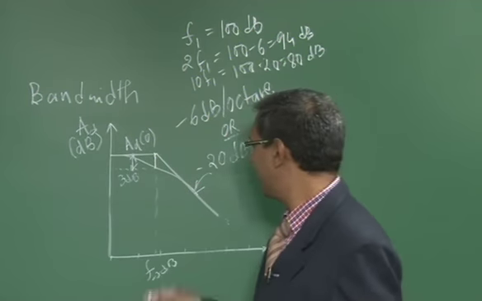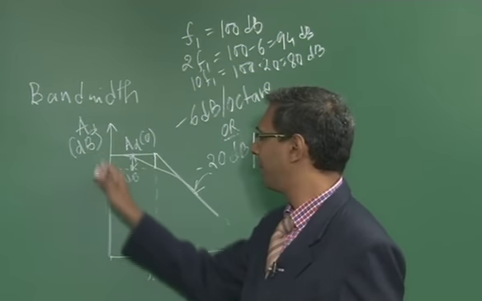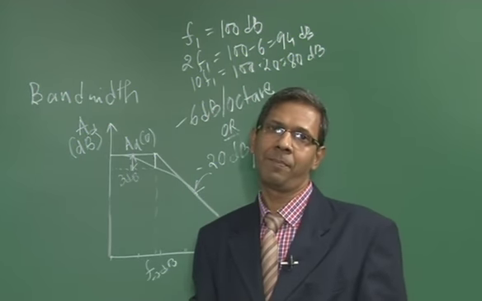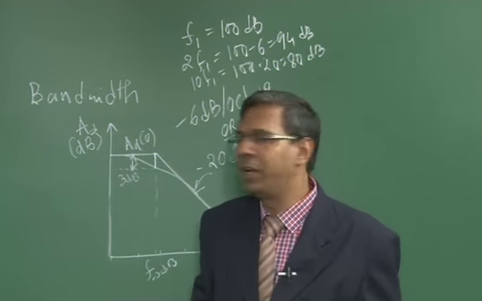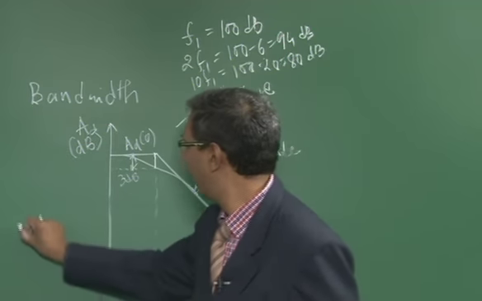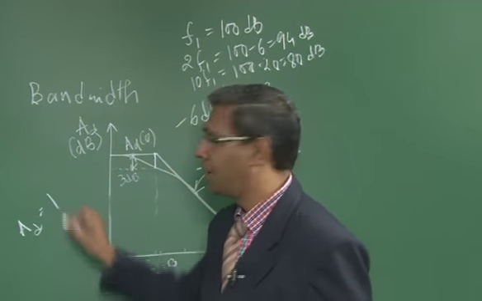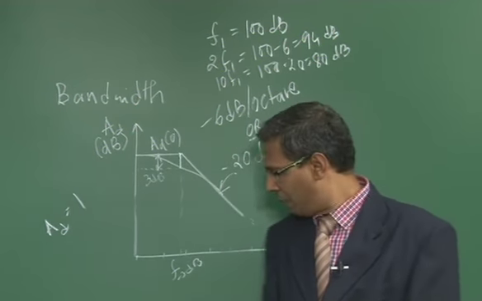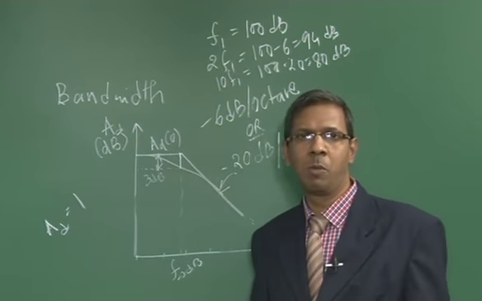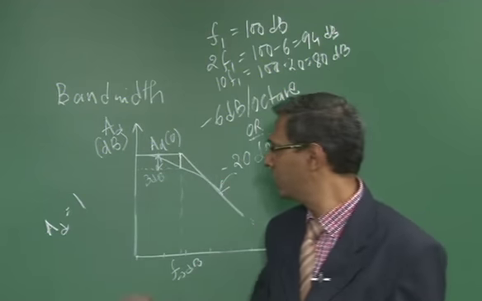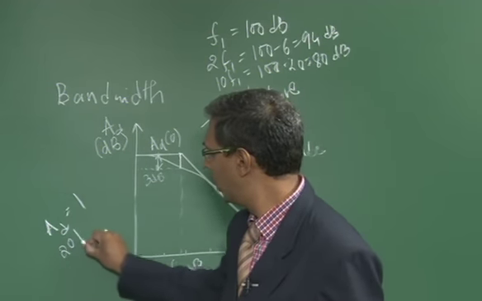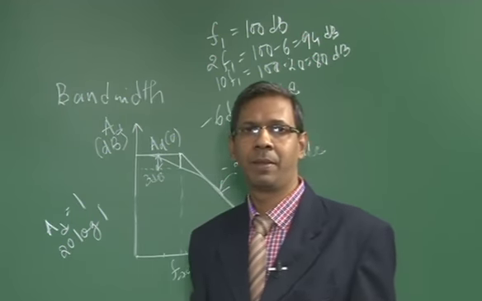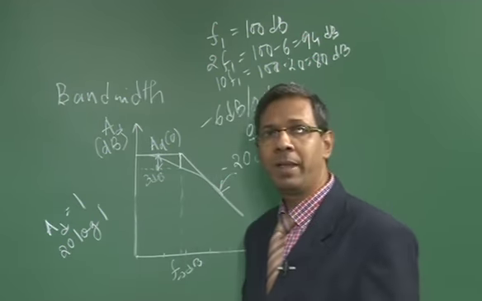Now, what does bandwidth mean? At some point, this gain will cross 0. I mean it reaches unity. So if AD is 1, if you want a gain of unity, and I want to express it in decibels, how much would that be? This would be 20 log of 1. What is log of 1 to the base 10? That would be 0.